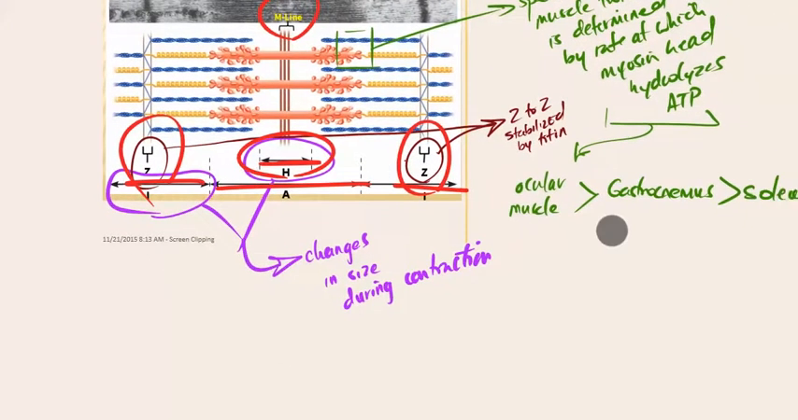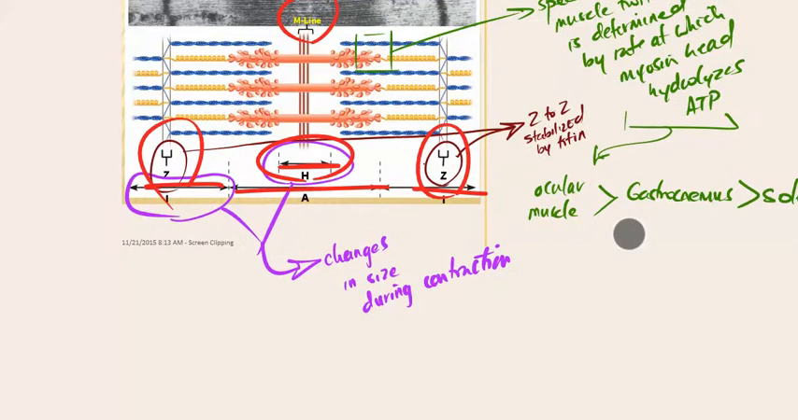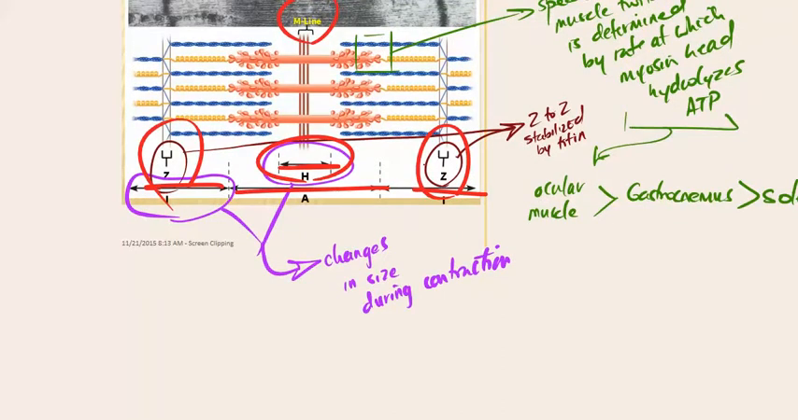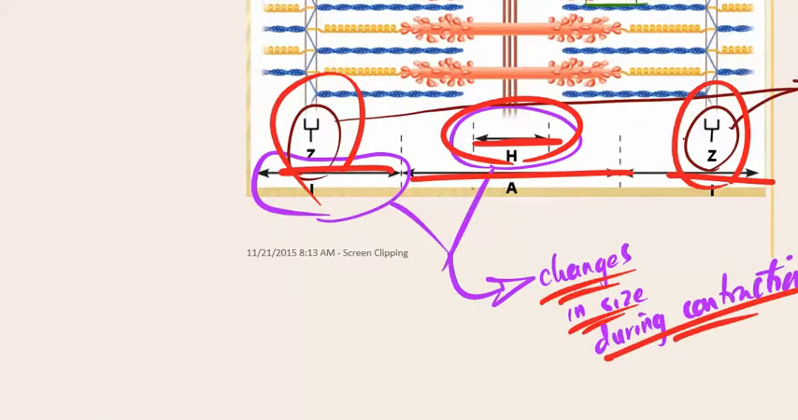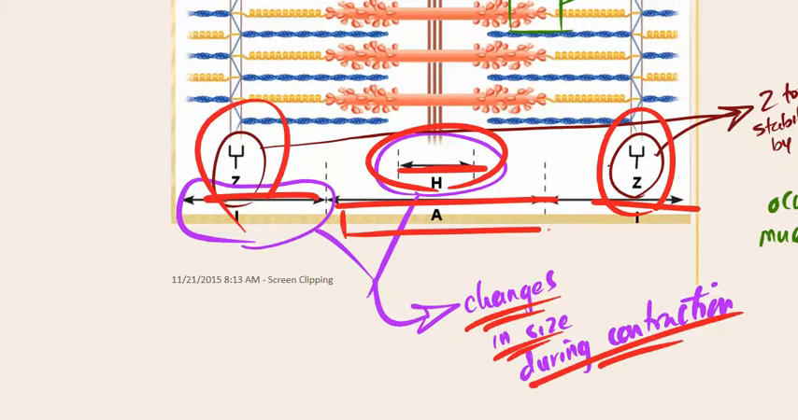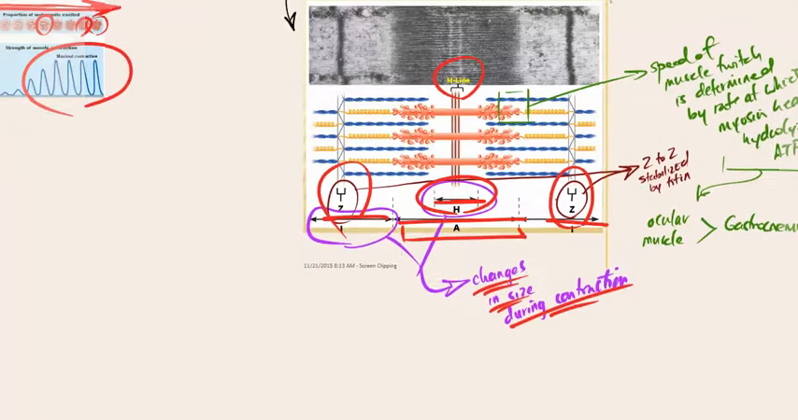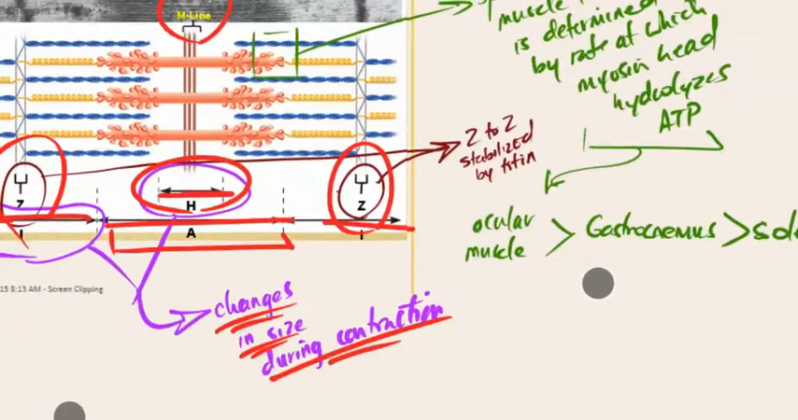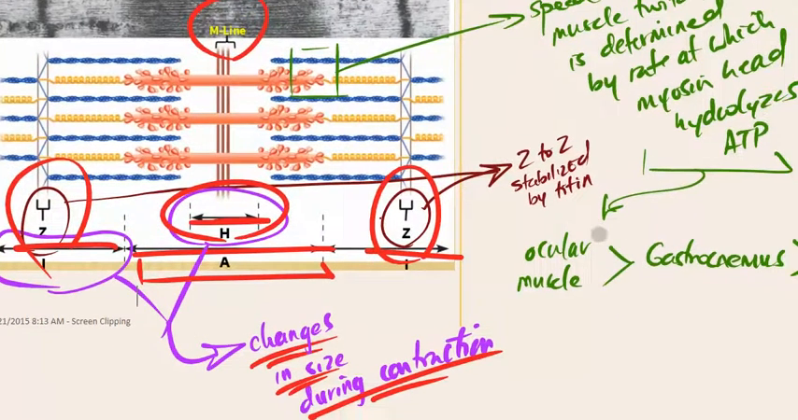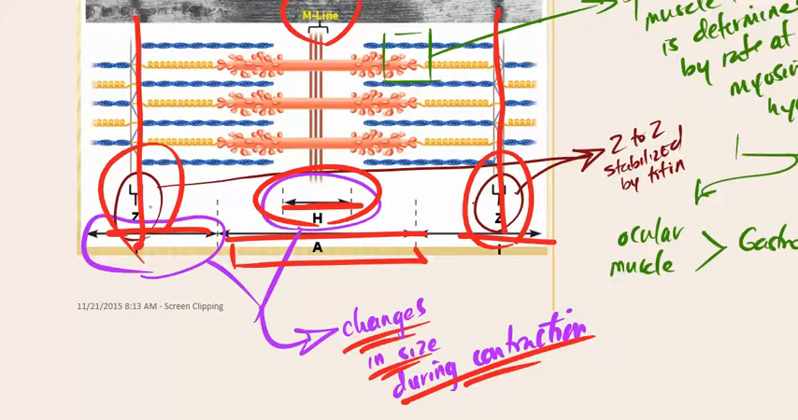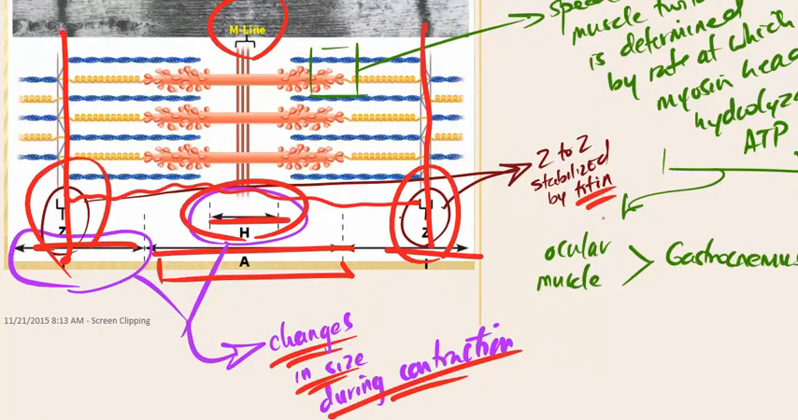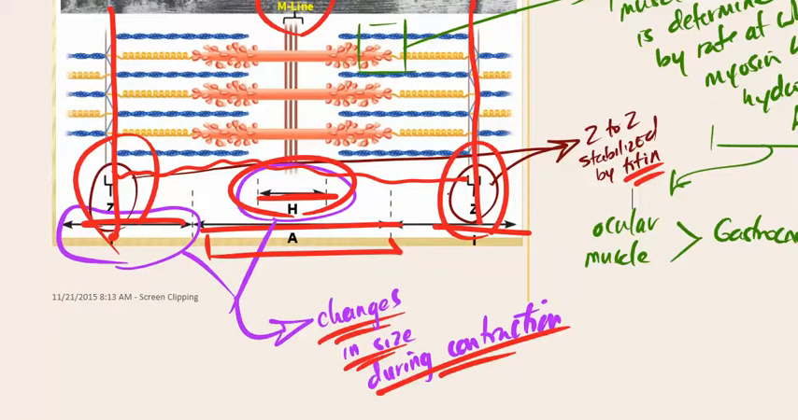Actually, wait, let me make sure this is accurate. Okay, so the H band and the I band are going to be changing in size, whereas the A band is not going to be changing in size. Another thing that I think was important to point out: going from the Z line right here to the Z line right here, there's a protein that stabilizes the sarcomere, and it's called titin. So it goes from Z line to Z line. It's called titin.